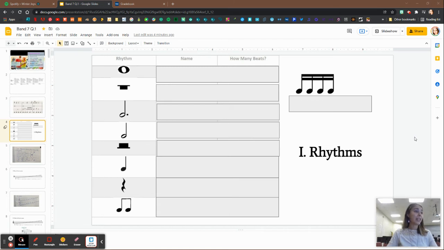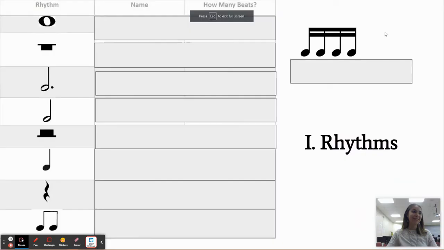Hello, let's create a study guide for our music literacy test. First on the test are rhythms. Make sure you know what the rhythms look like, what they're called, the name, and how many beats. So let's create a chart. Feel free to pause this video at any time.